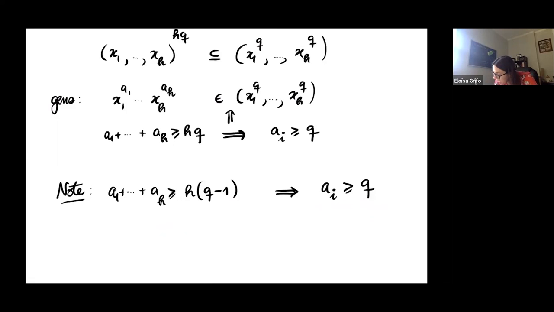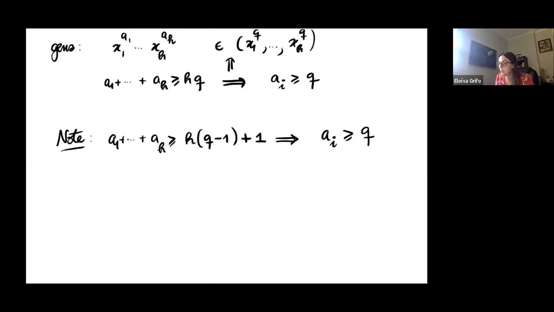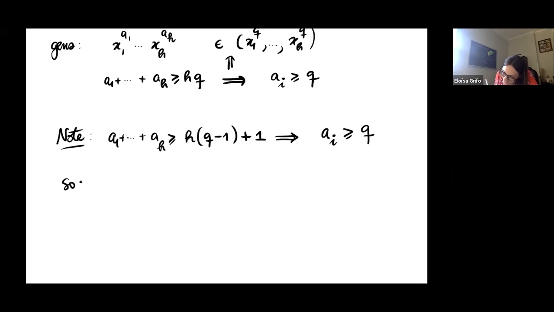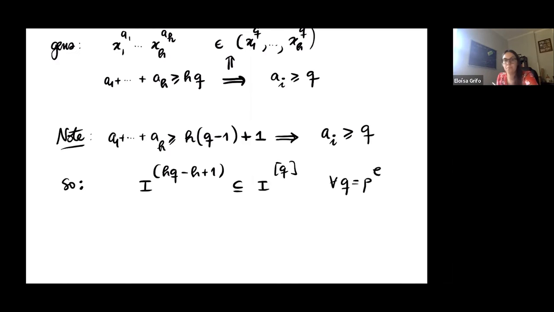But now if I go and add one more over here, then necessarily at least one of these must be Q, right? Because we took the extremal case and we added one to that. So this is the best thing that the pigeonhole principle can possibly tell us. So we can improve our theorem to say that the h(q minus h plus one) symbolic power, I'm just distributing the h, is contained in the q Frobenius power for all q.